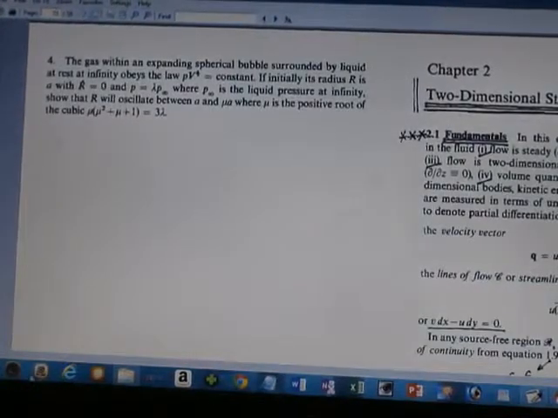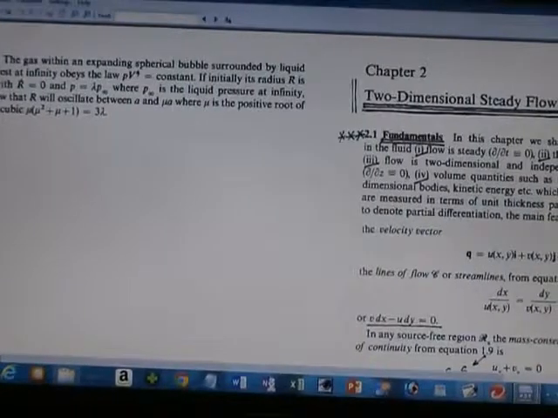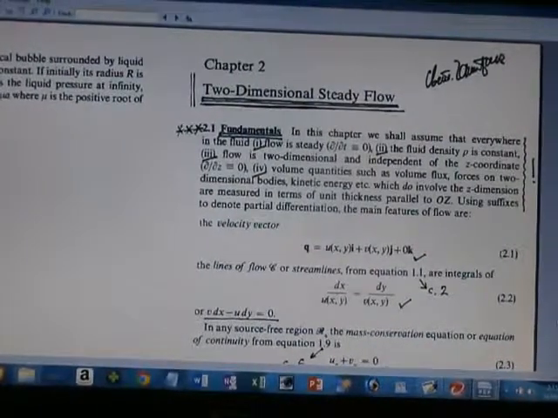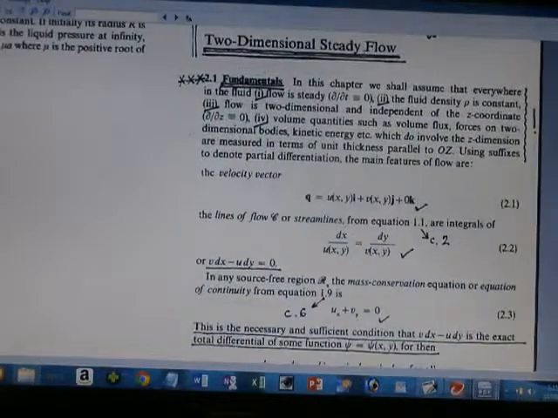This is for the two-dimensional steady flow equation. So this equation represents a two-dimensional steady flow. When the fluids flow, this equation represents two-dimensional steady flow.